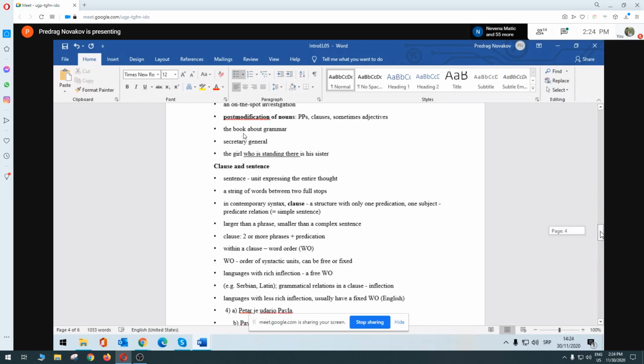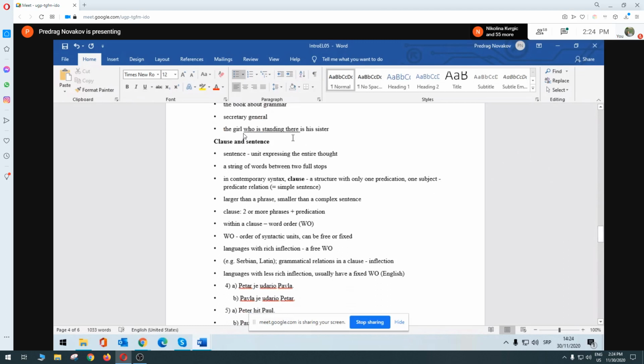And finally, the clause: the girl who is standing there is his sister, okay? Now, again, the question for you, what is the head word here? Girl, okay, the girl is the head word, pre-modification determiner, and who is standing there is a clause, it's a relative clause, post-modifying the girl. Is his sister is the other part of the clause. We're interested in this part. Girl is the head word. So who is standing there is a clause post-modifying the noun.